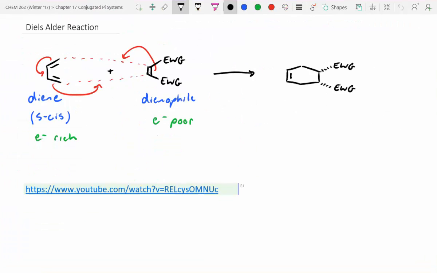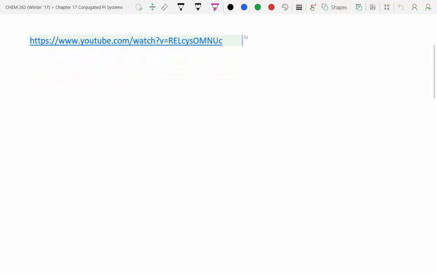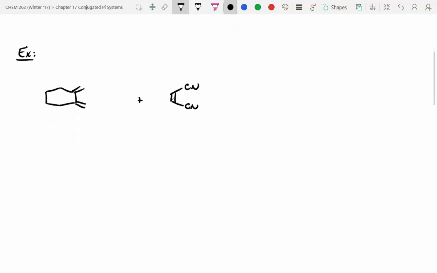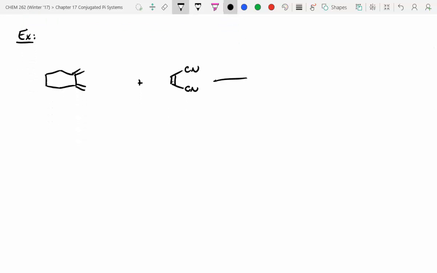Okay, so let's do a little bit of practice here. Okay, for this practice problem, I've got a different looking diene. And I've got this dienophile over here where I've got nitrile groups coming off. And the first thing I always check is my diene to make sure that it's S-cis. In this case, we're locked into an S-cis conformation, so we don't have to worry about it, right? So let's try to predict the product we would get out of this reaction. And then check with your neighbor to see if you agree.